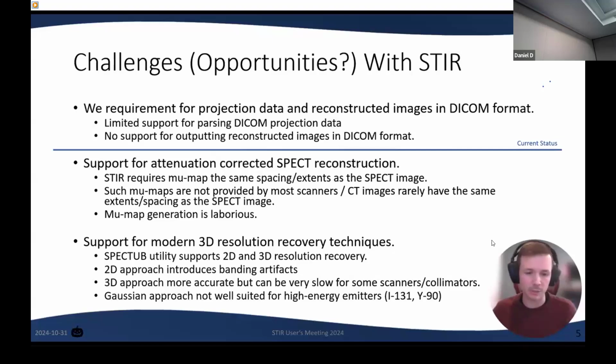The 3D approach is certainly more accurate and provides better image quality, but can be very slow in operating for some scanners and some collimators where those correction factors become big. And so we see this as being a major consideration of our focus going forward, and we'll talk a bit more about this later on.